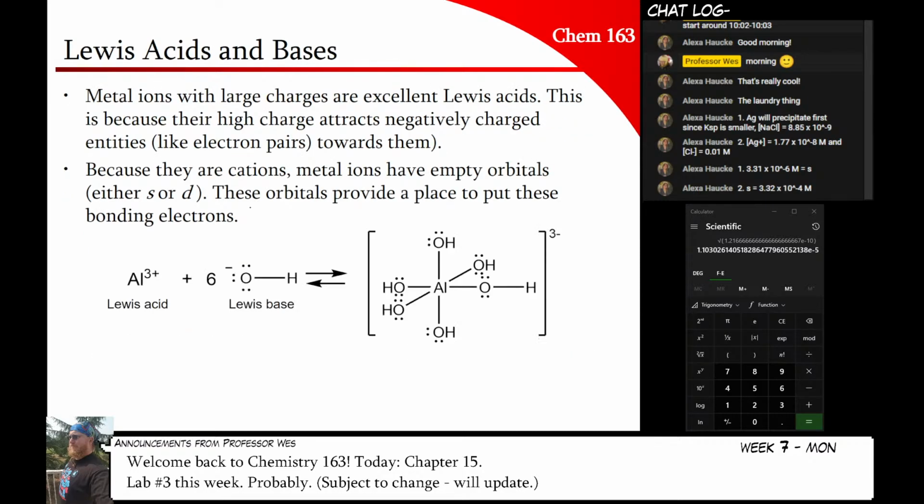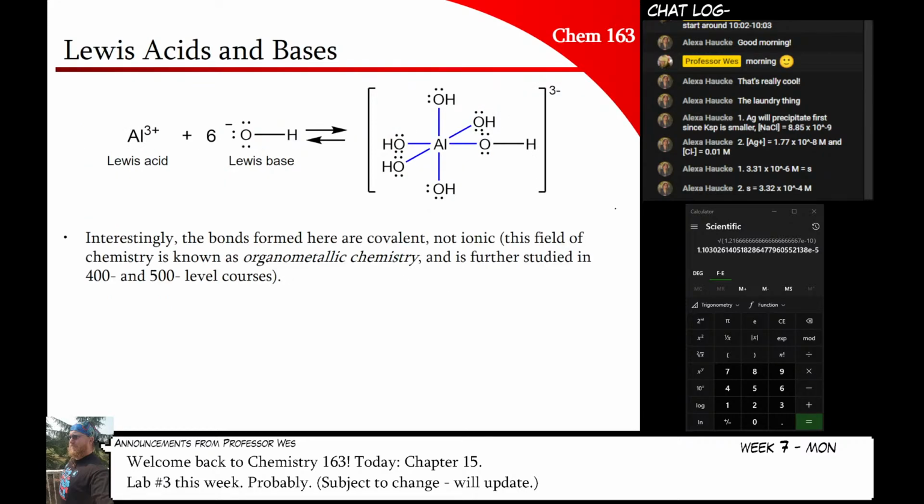All right. There's the example I literally just showed you. Oh, it's 3 minus. I was looking at that and I was like, is that a typo? But no, it's not. Okay.